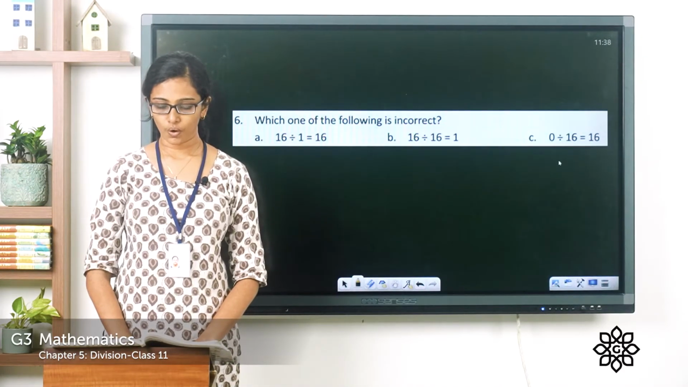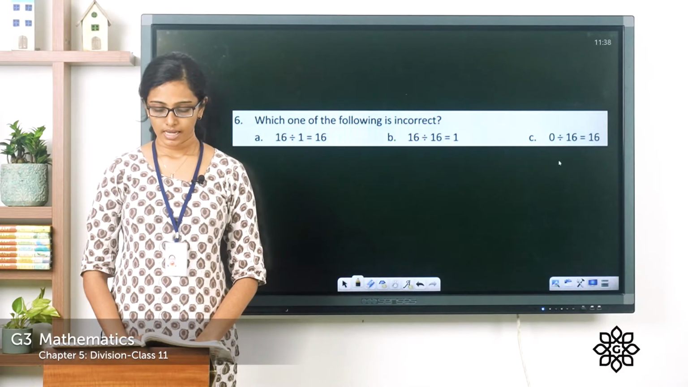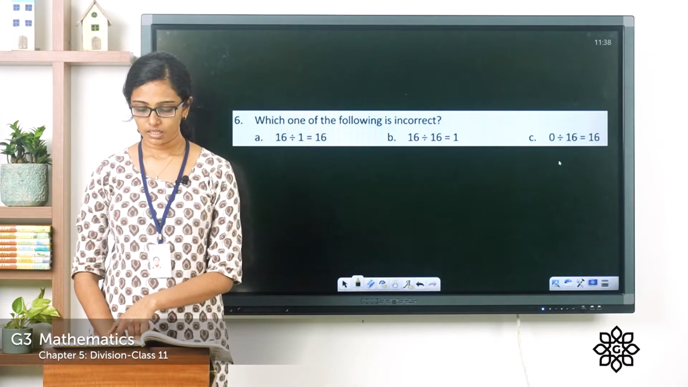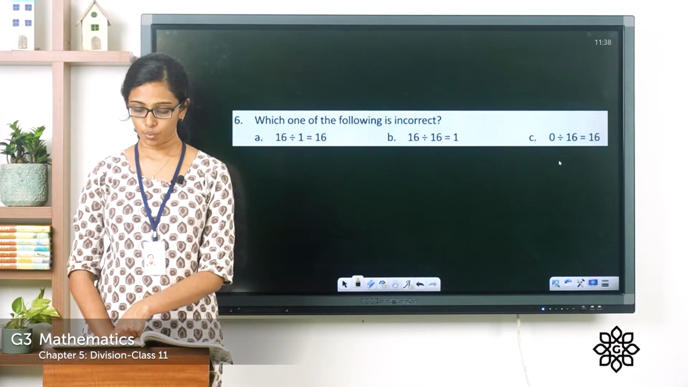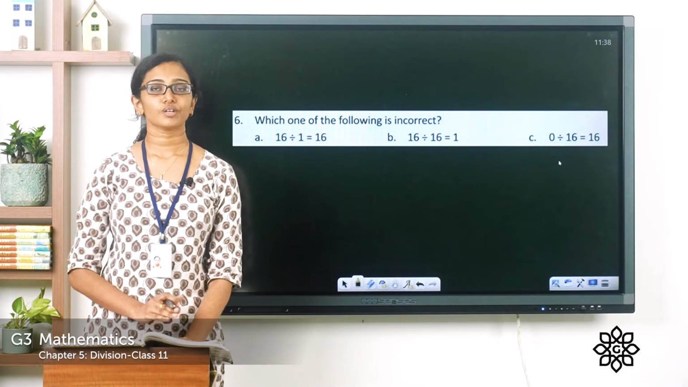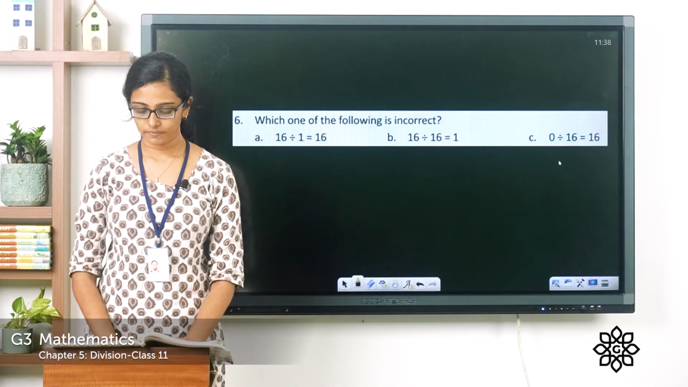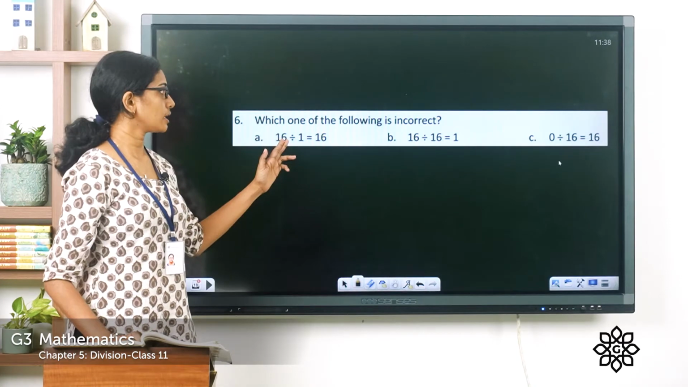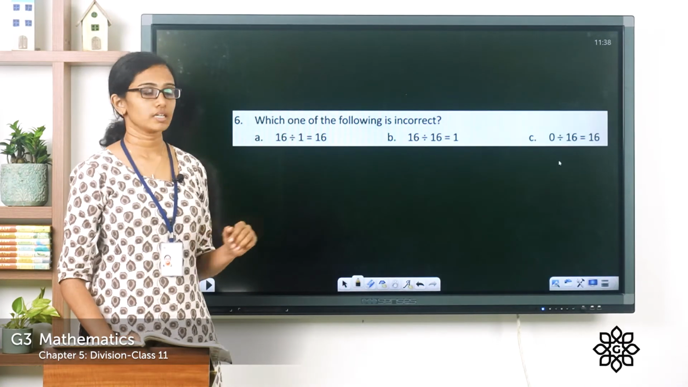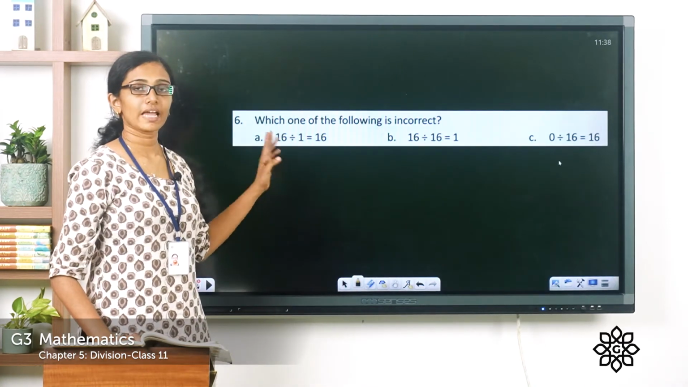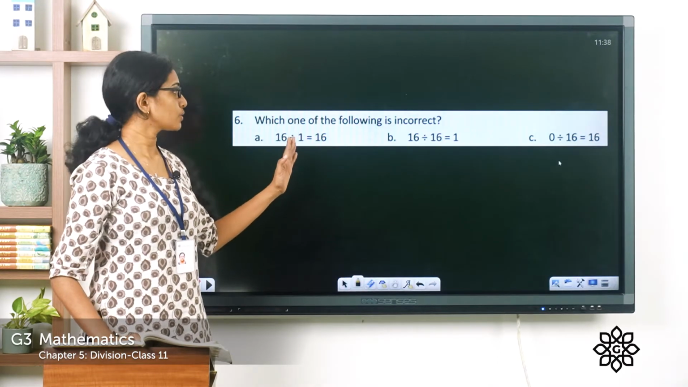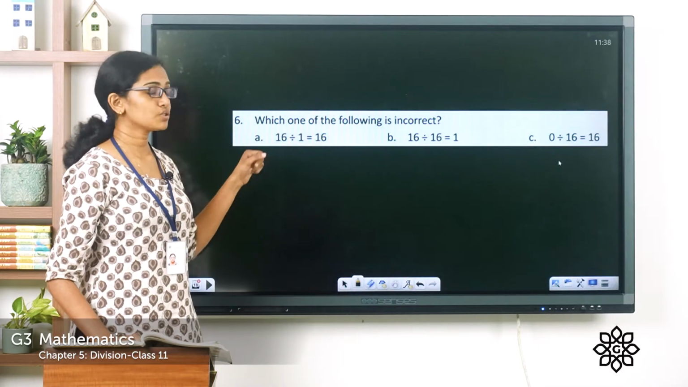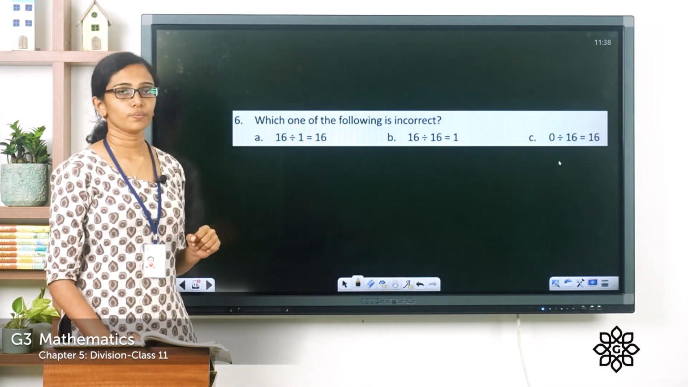Now the sixth question. Which one of the following is incorrect? The options are: 16 divided by 1 equal to 16, 16 divided by 16 equal to 1, and option C is 0 divided by 16 equal to 16. So let's look at the choices. The first one, 16 divided by 1 equal to 16. Any number divided by 1 equals the number itself. So the division fact given here is true.